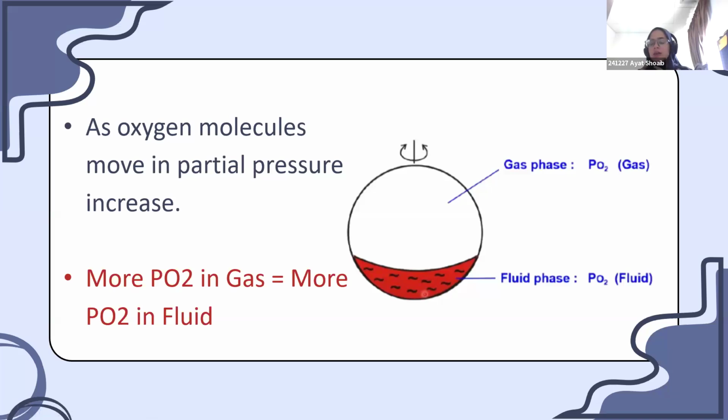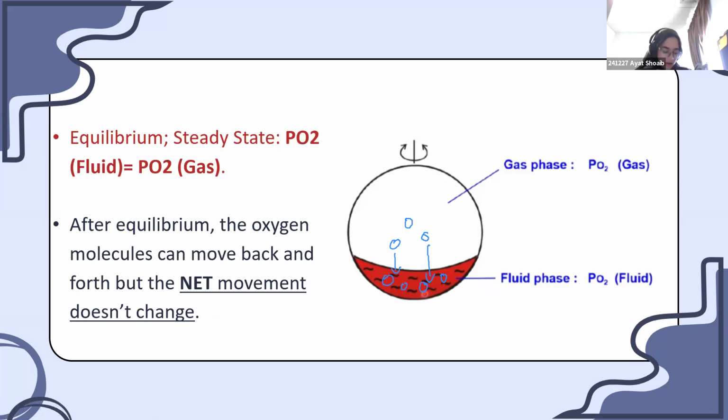Because, as I said, there is no hemoglobin here, so oxygen molecules, all of them are free. They're moving anywhere they want to. They're exerting their own pressure. So here you have oxygen particles. They keep moving in. More particles just increases the overall partial pressure. So more PO2 in the gas, more goes in, more PO2 in the fluid, more pressure in the fluid. At some point, this movement is going to reach an equilibrium or steady state where the PO2 over here is going to be equal to the PO2 in the fluid phase.